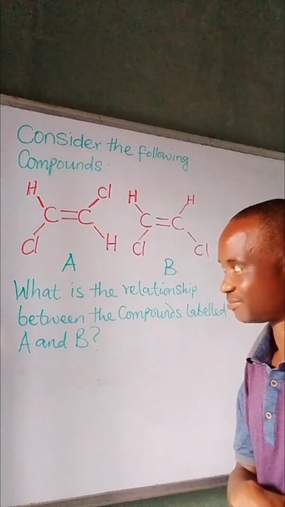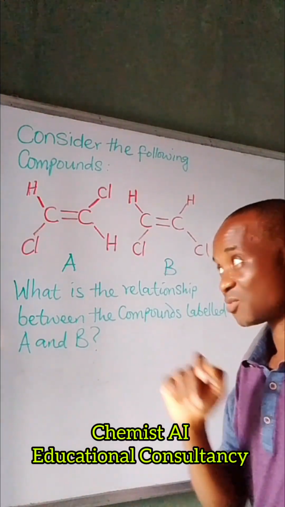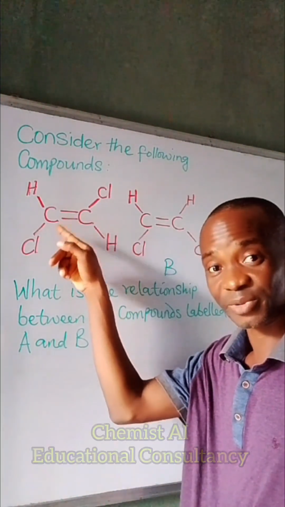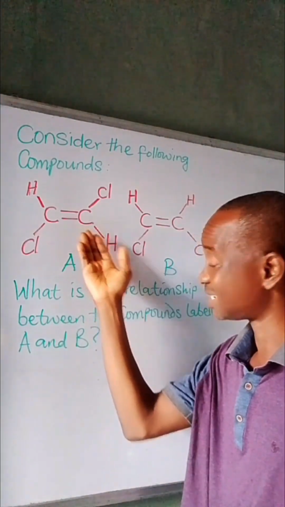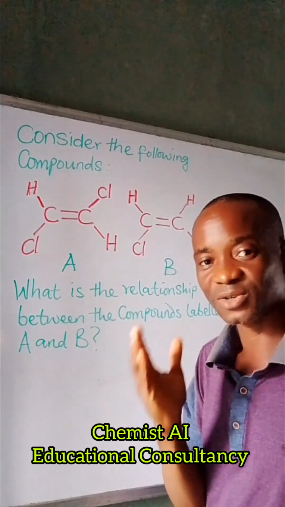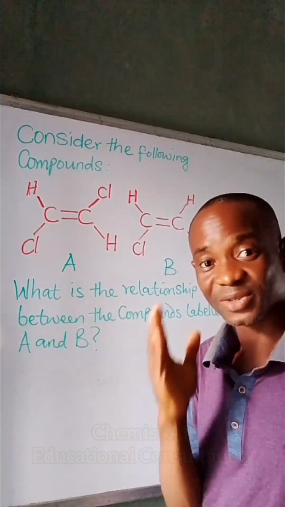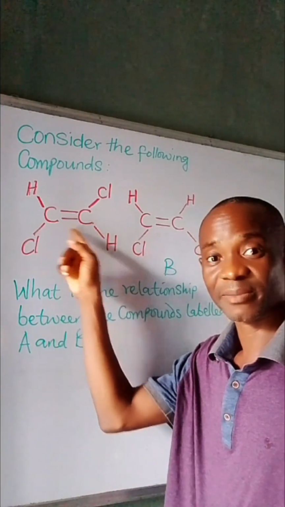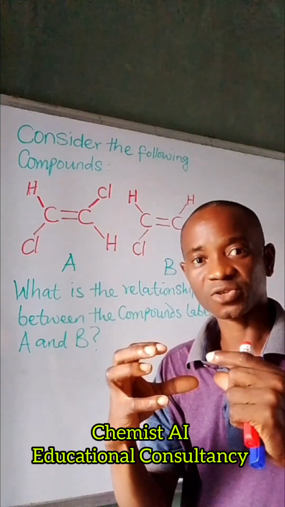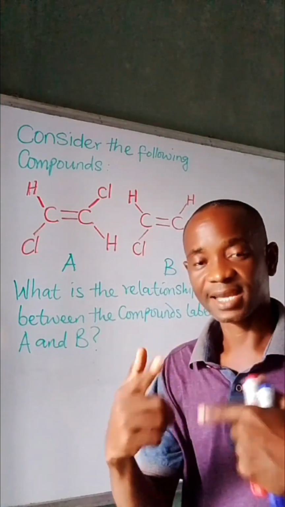Now watch closely. In organic chemistry, once you picture a double bond between two carbon atoms, what it is telling you is that there is no rotation. There is no free rotation of the two carbon atoms. Double bond locks up two carbon atoms against rotation.